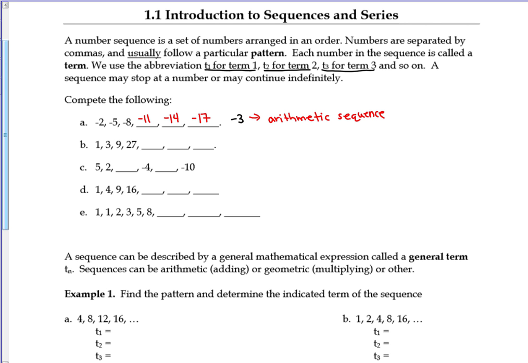What was happening with the next one? Multiplying by 3. 27 times 3 was what? 81, then, and 7. Perfect. And so that also has a very specific name. We call that a geometric sequence.